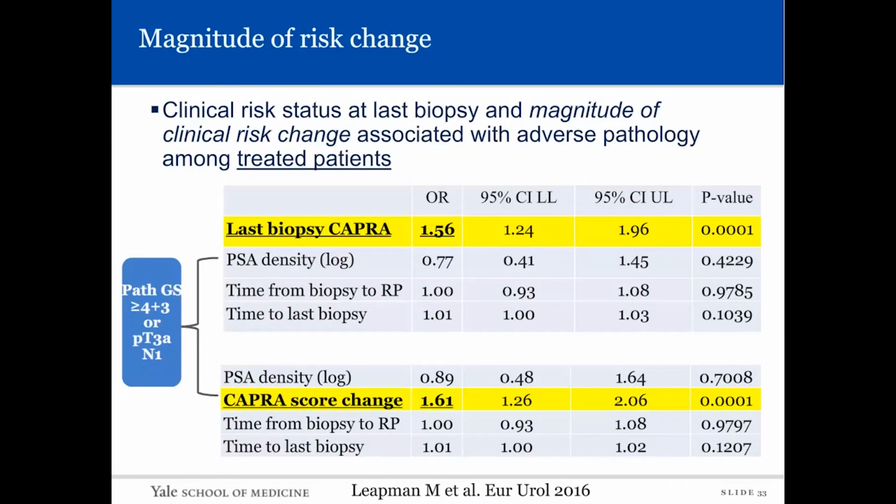So we looked at the magnitude of risk change. How much does your Capra score change, and is that predictive of adverse event? The outcome here was having adverse pathology at surgery, so primary grade Gleason pattern 4, or locally advanced disease T3 or higher, or positive lymph nodes. And unit changes in the Capra score were independently associated with the risk of adverse pathology, suggesting that even in a patient who reclassifies, who changes by one variable, we can look a little deeper under the surface to see how their entire risk picture changes, and use that to potentially offer intervention.